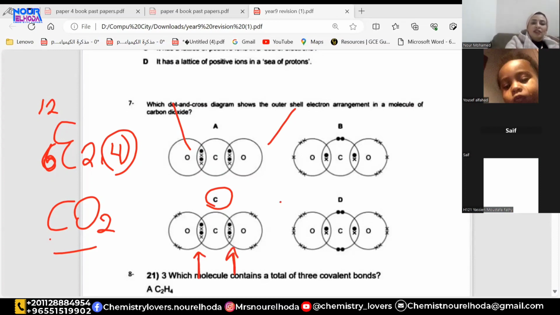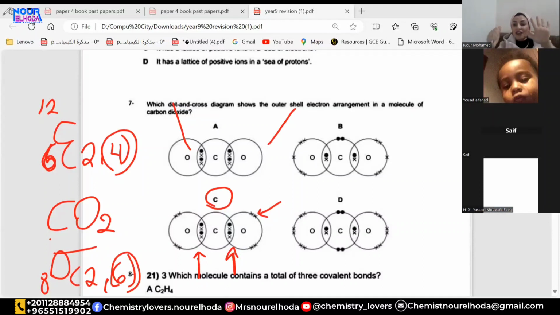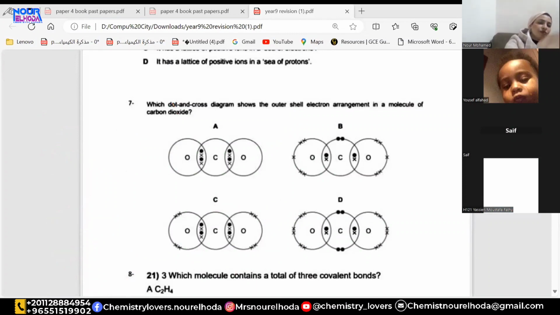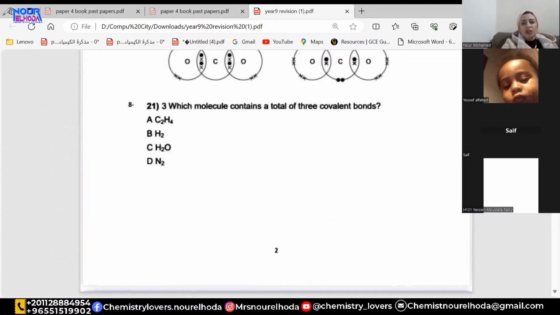And then why did I put these electrons here? Because oxygen is 8. So this means 2 and 6. Every oxygen has 6 electrons in the outer shell. I shared 2. So there are still 4 electrons for every oxygen. I didn't use them. That's why they are here. Okay? So I will choose C. This is a very important question. Again, this is a good question.